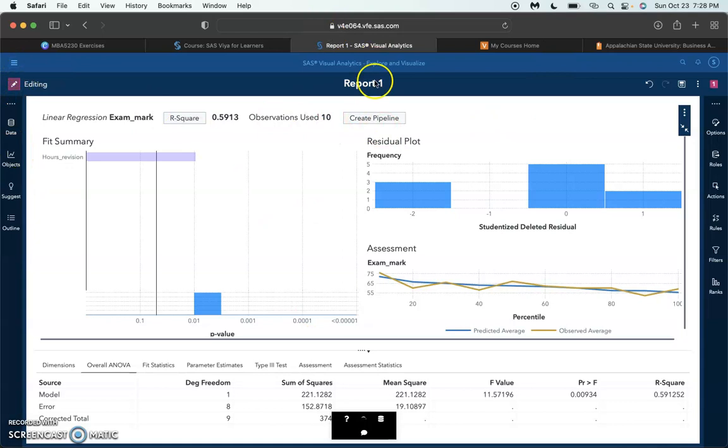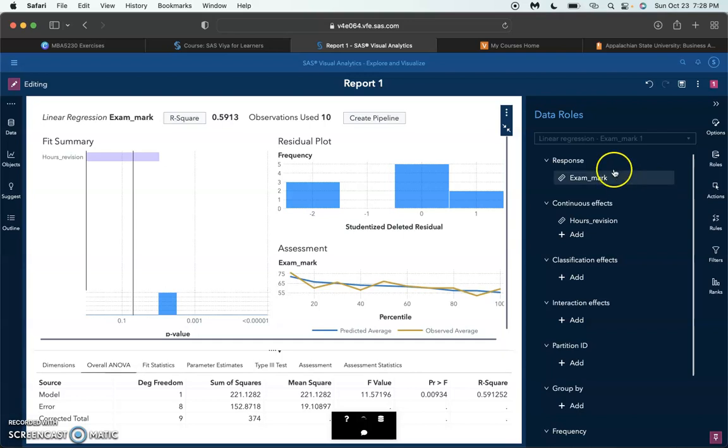you go in, explore and visualize, and use the exam data set, you put in linear regression, and then from there, you can see that the response is going to be the target, which is exam mark, and then the predictor is going to be hours of revision, which is the continuous effect. And then you can see that this is what happens when you input it.